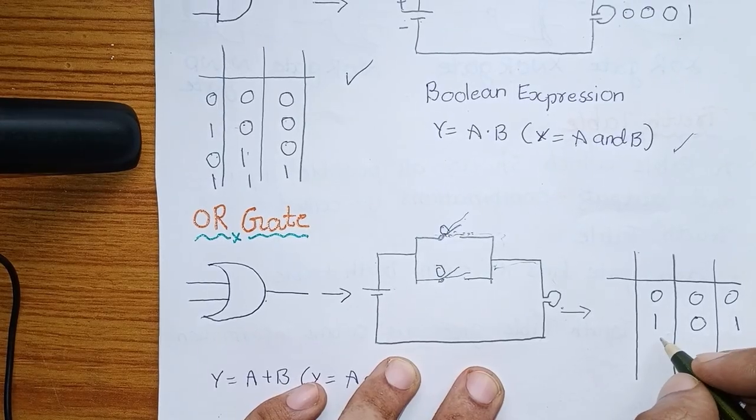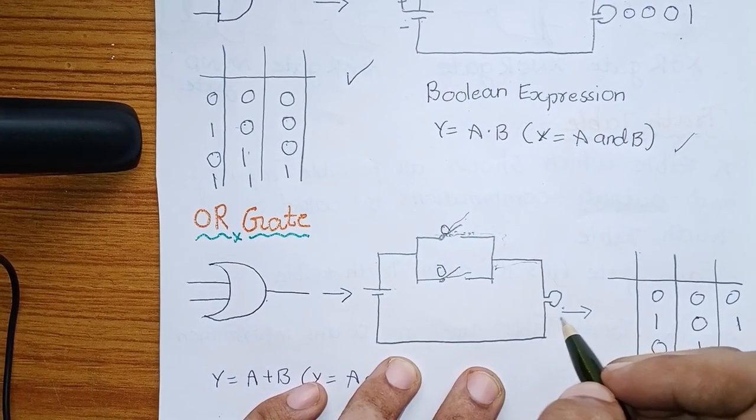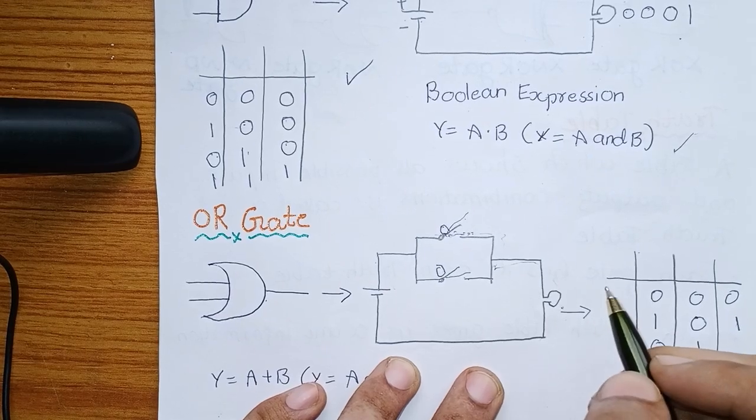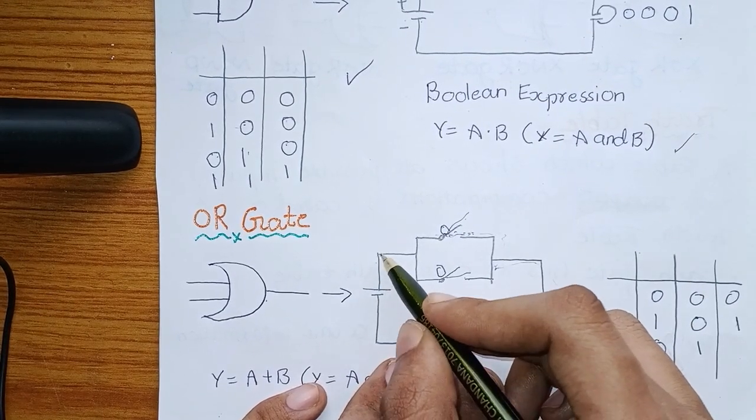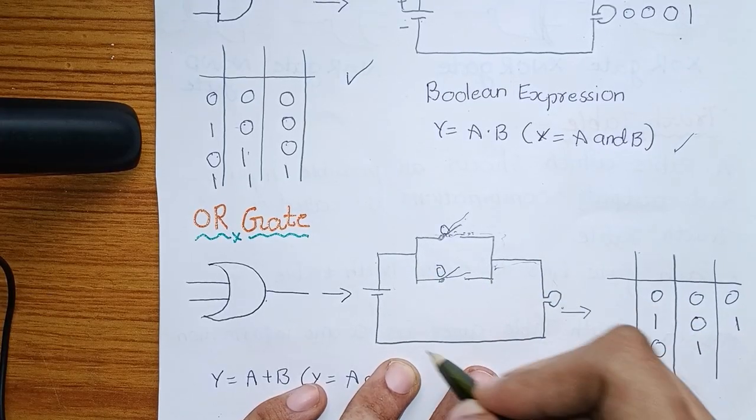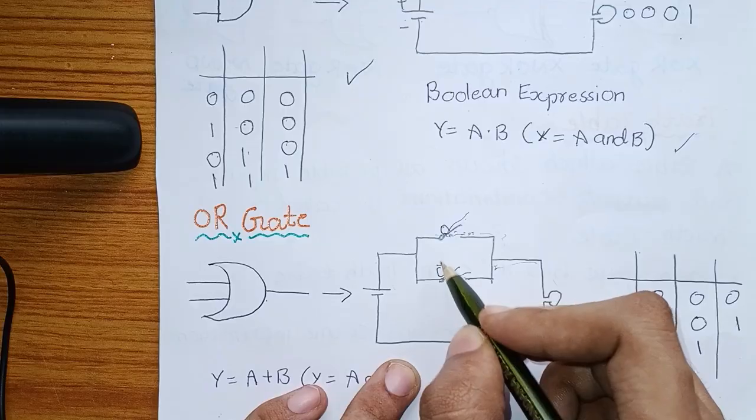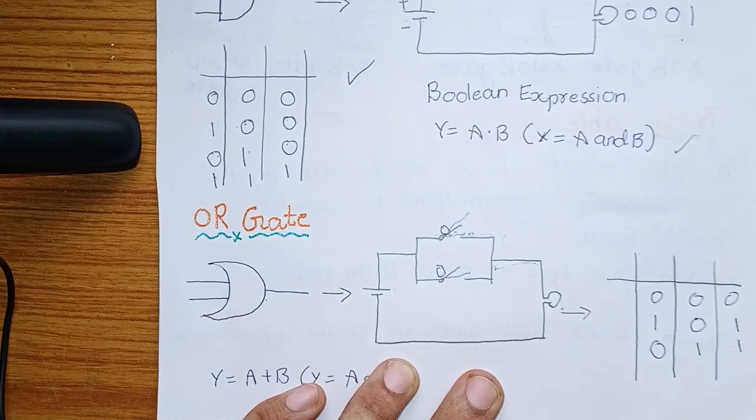Now what should I write? 0 1. What are you seeing now? The bulb is glowing? Yes, definitely the bulb is glowing. See, the bulb is getting the path, the power is getting the path to complete the circuit. Yes or no? Yes. So 0 and 1 will result in the 1 output.